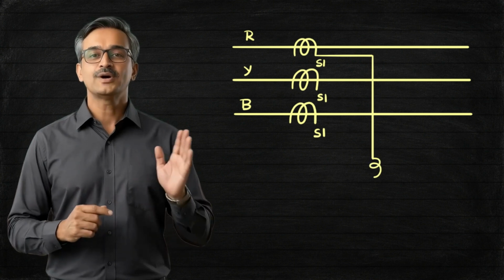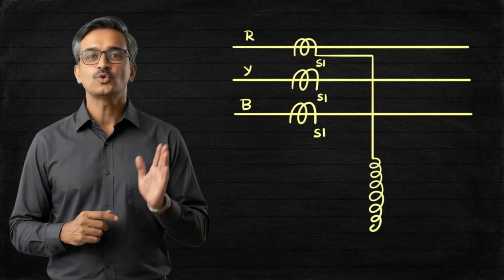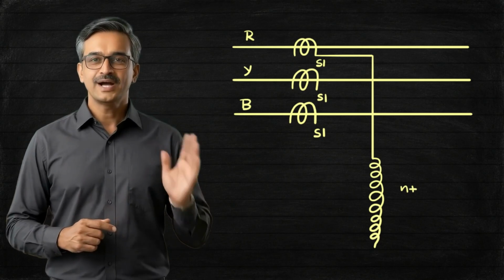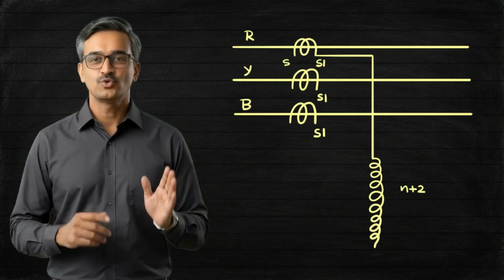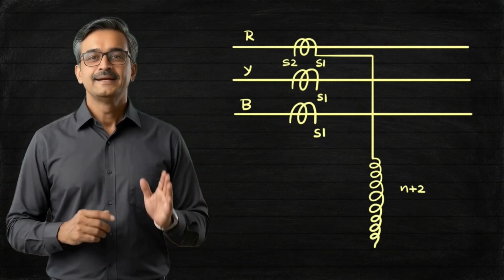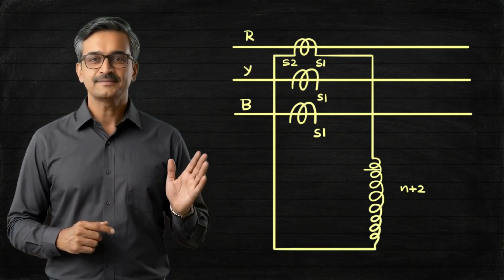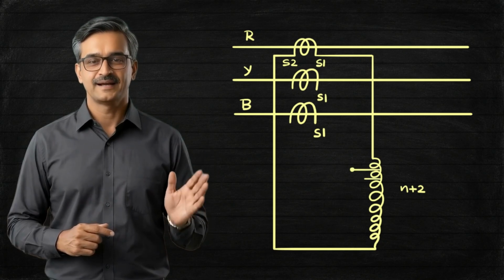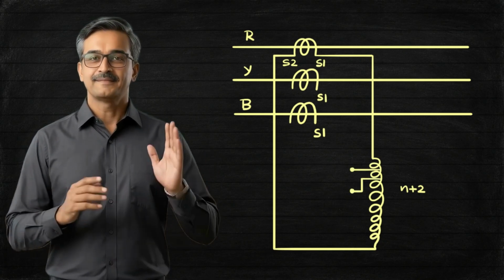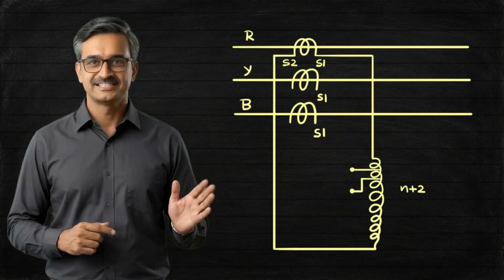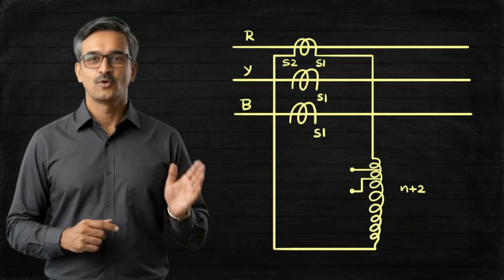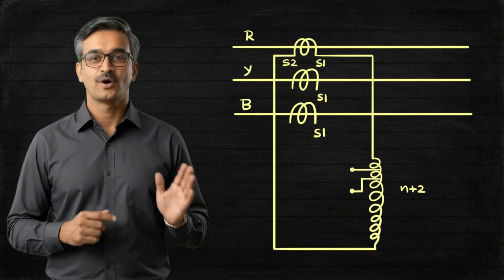We connect the S1 terminal of the red phase CT to one end of the N+2 turn winding. This is the S2 terminal of the red phase CT, and it is connected to the other end of the N+2 turn winding. Now this is the first tap, and this is the second tap. Therefore, the total winding consists of N+2 turns, while these 2 points are the tapping points.